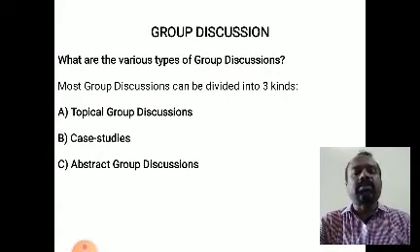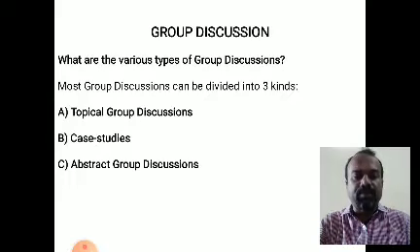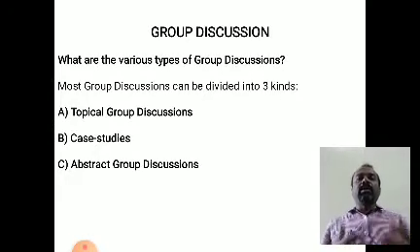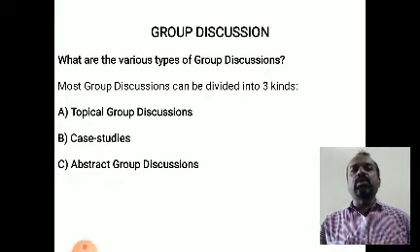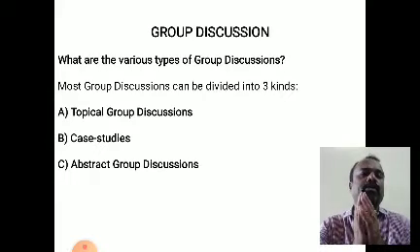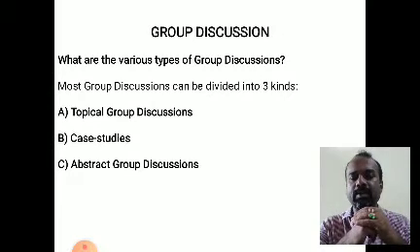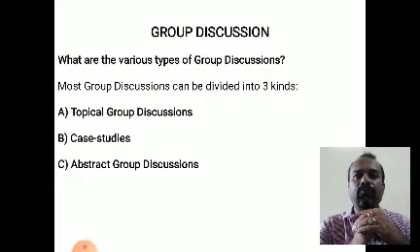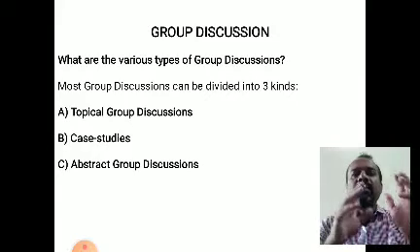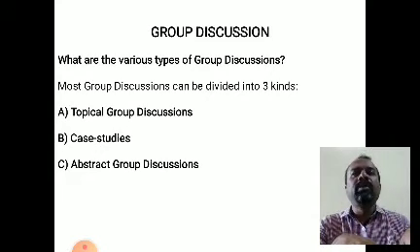Number one is topical group discussion. Topical group discussions are based on current affairs or static matters. For example, a discussion on the recent demonetization of 500 and 1000 rupee notes would be the former, whereas a discussion on whether India should adopt a presidential model of democracy would be the latter, as it has no time-frame limitation. Choosing the topic is very important. Both are current debatable issues, and this is one type of group discussion: the topical group discussion.